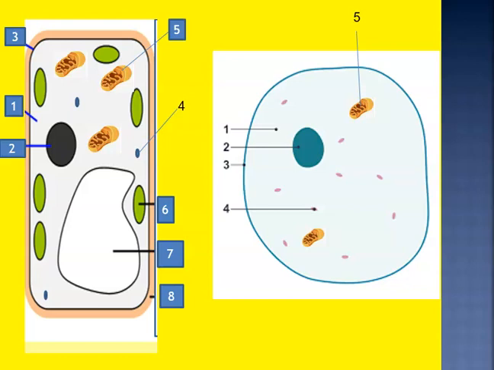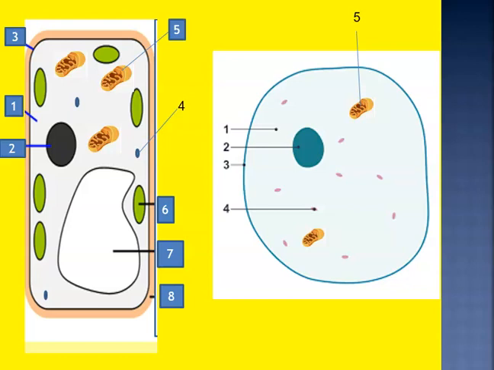Okay, hopefully you've had a go at that, so we will go through them now. So number 1 is the cytoplasm, and the cytoplasm is where chemical reactions take place. Number 2 is the nucleus, and that is where all the DNA is stored. Number 3 is the cell membrane, and that controls what enters and exits the cell. Number 4 are ribosomes, and ribosomes are where protein synthesis takes place, so where proteins are put together. And number 5 are mitochondria, and that is where respiration takes place.